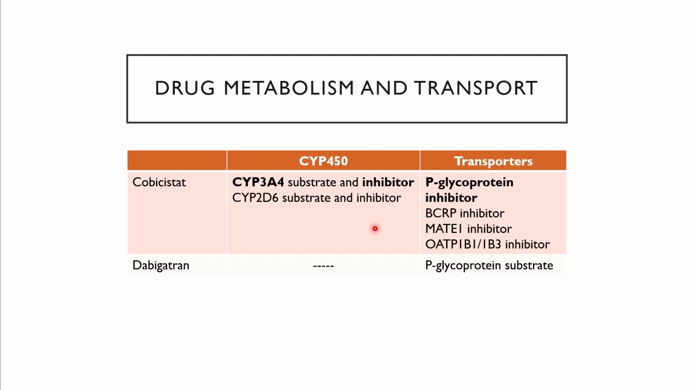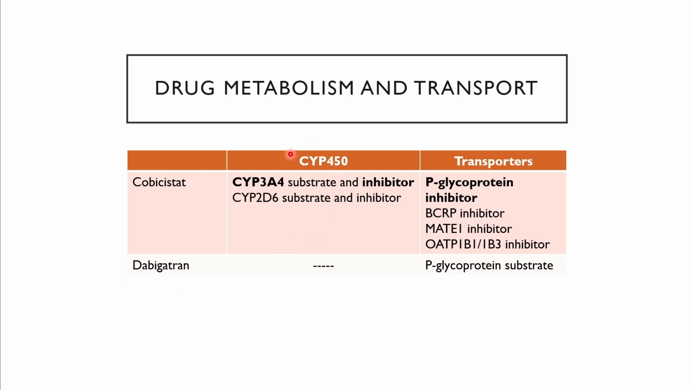So having said that, let's take a look specifically at the drugs that are implicated in this particular drug interaction. Cobicistat, as I mentioned, is a pharmacokinetic booster or enhancer. It doesn't have antiretroviral properties per se, but its main function is to enhance the exposure of concomitant medications, namely the antiretrovirals that are combined within the tablet. And dabigatran, as I mentioned, is the oral anticoagulant.